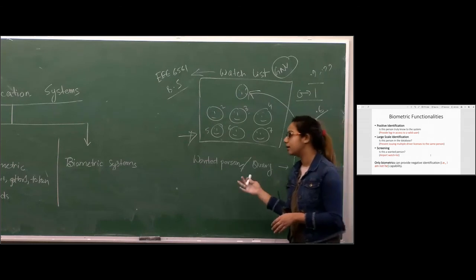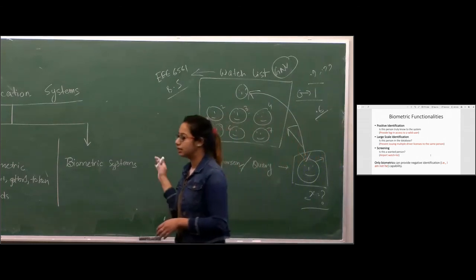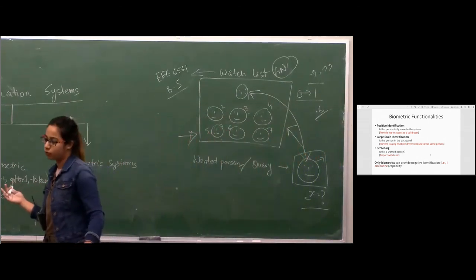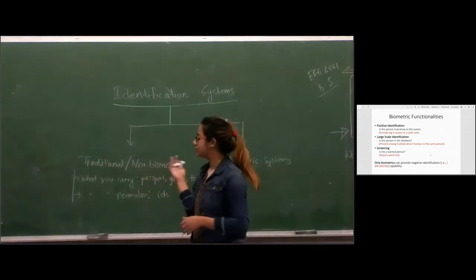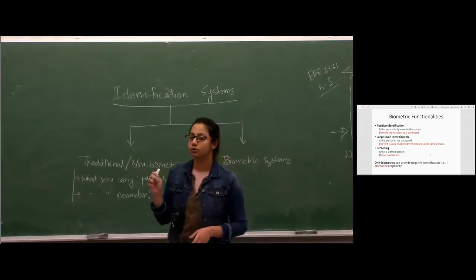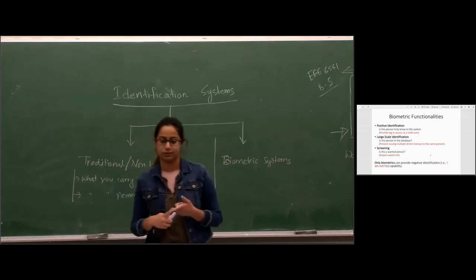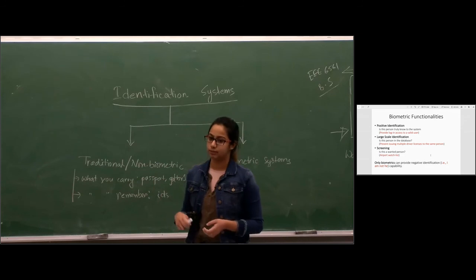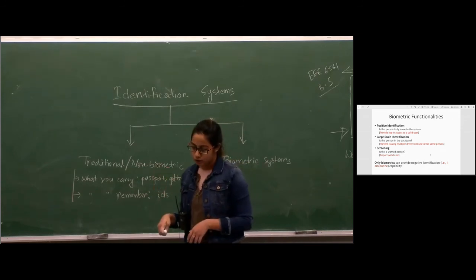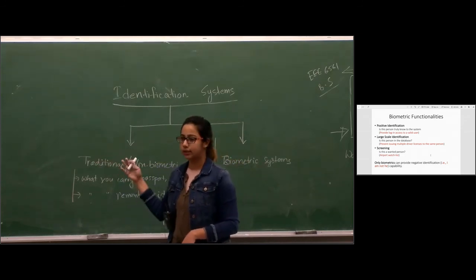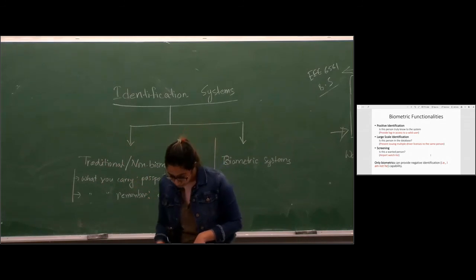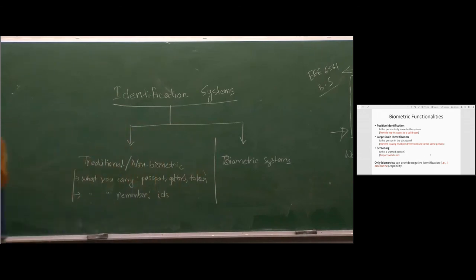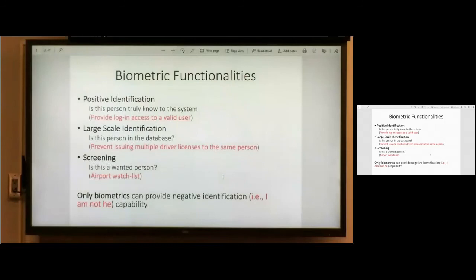This is a very favorite question of the professor. He often asks this type of question in exams: what is the one quality of a biometric system which you cannot get by any traditional system? Then you can talk about this. We will discuss this in detail in the next slides. So yeah, we can move on to the next slide. If you have any question, just stop me anytime.